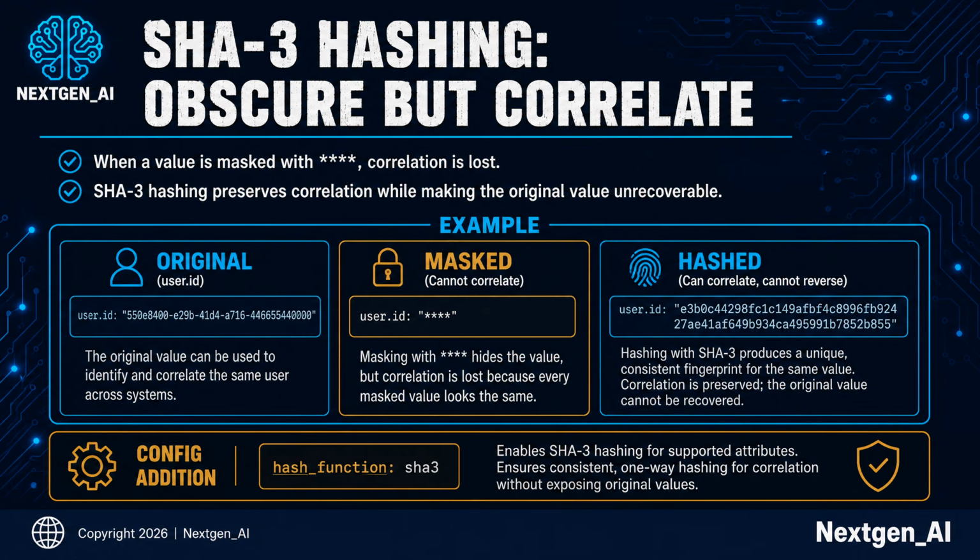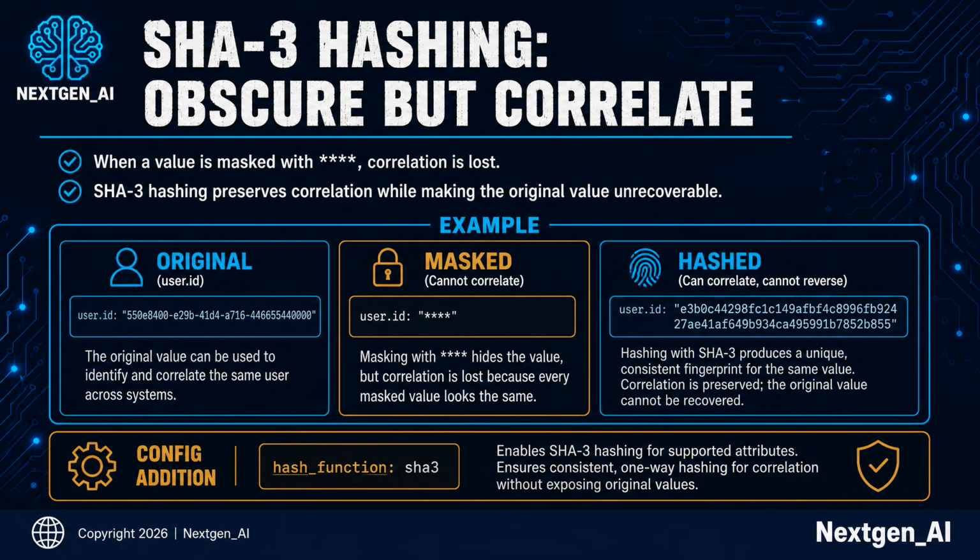Instead of replacing the matched PII with asterisks, you can configure the processor to replace it with a SHA-1 or SHA-3 hash. When hashing is enabled, the processor takes the sensitive string, like an email address, and runs it through the cryptographic algorithm, producing a unique, irreversible alphanumeric string. Because the hash is deterministic, the same email address will always produce the exact same hash value.